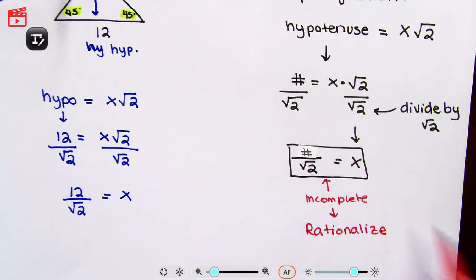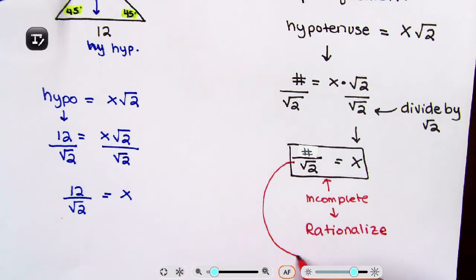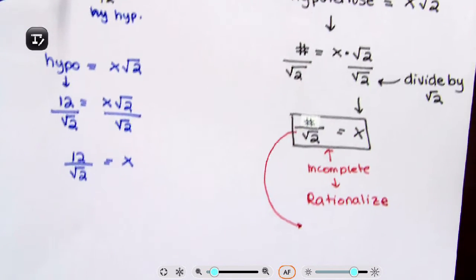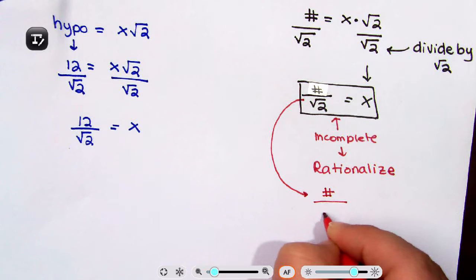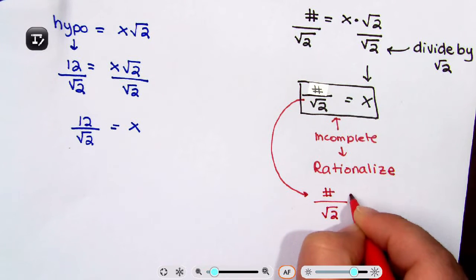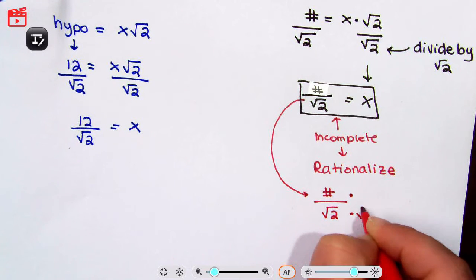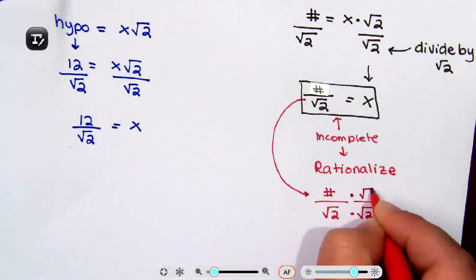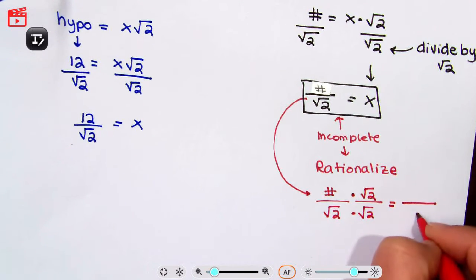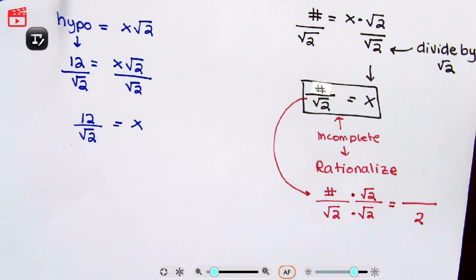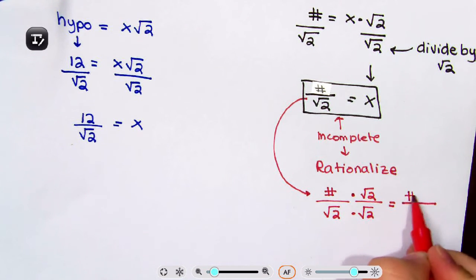So I'm actually going to draw an arrow here. And to rationalize the denominator, you're going to take that radical. So in this case, this root 2, you're going to multiply by root 2, top and bottom, and then that denominator remains 2. It's like saying 2 squared, and then you take the square root of that. So you're just left with 2. And whatever you have on top is a number root 2.